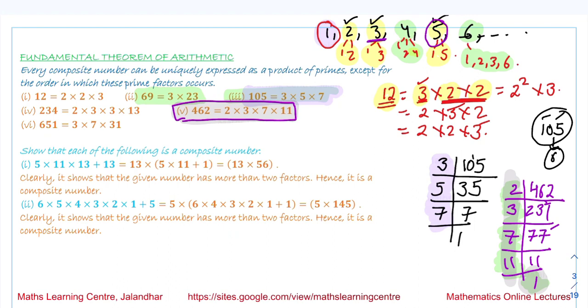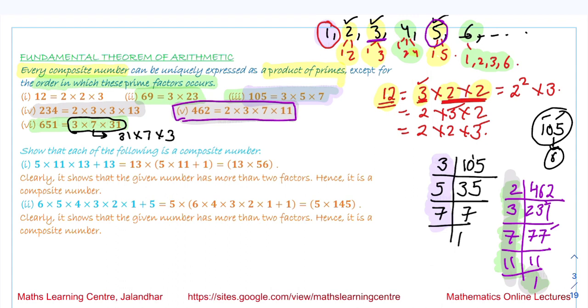Similarly, for these numbers we are talking about, 234 you can write as 2 into 3 into 3 into 13. This 651 you can write as 3 into 7 into 31. So I am again talking about the fundamental theorem, which says that every composite number can be expressed as a product of primes, except for the order in which these prime factors occur. Order means we can write it like 31 into 7 into 3 also. But these are the three prime factors that we are talking about.